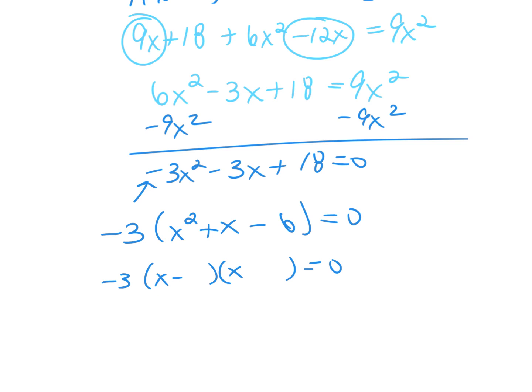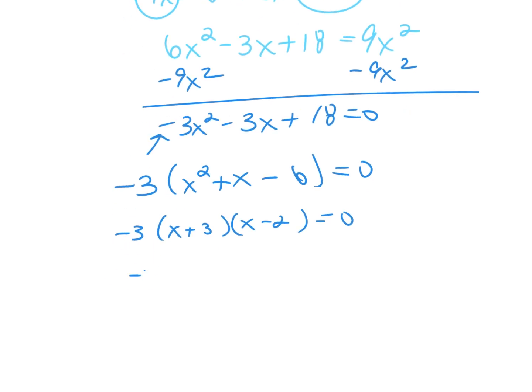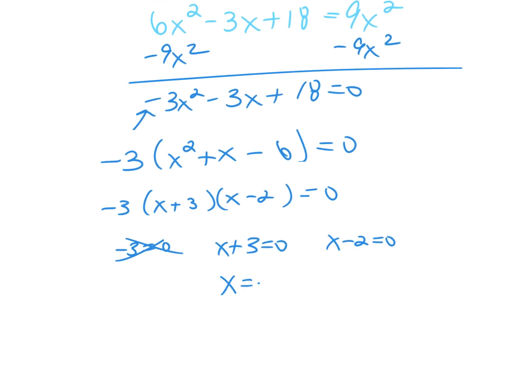Six is 1 and 6, 3 and 2. Which one? 3 and 2. Plus 3, minus 2. Set each piece equal to 0. Is negative 3 equals 0? Never. x plus 3 equals 0, x minus 2 equals 0. So you come out with the two values x equals negative 3 and x equals positive 2.